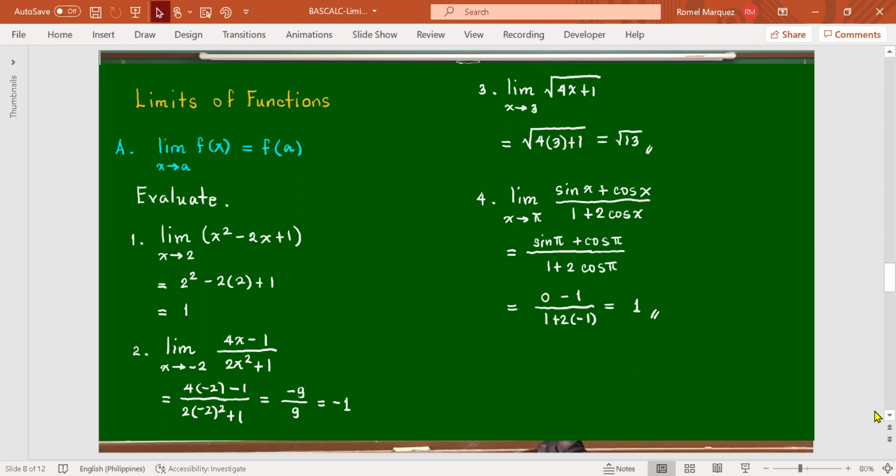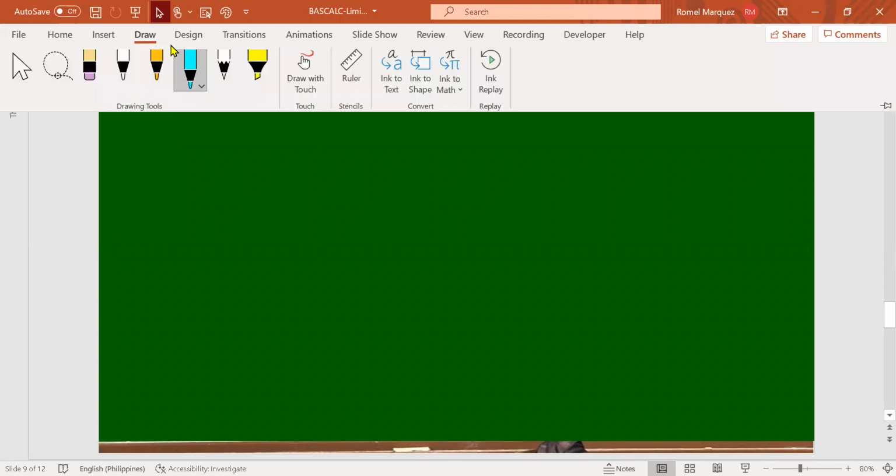Okay, guys? But there are functions undefined when x equals a, but the limit is possible to exist, no? So let's have now the other case. The other case this time are those functions whose limit exists, but the limit of the numerator and the limit of the denominator, although both exist, are both equal to 0. Okay, that is called indeterminate. What do you call that, guys?